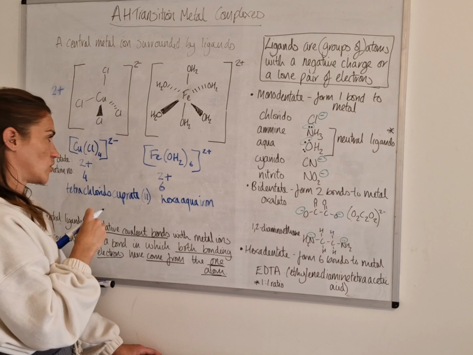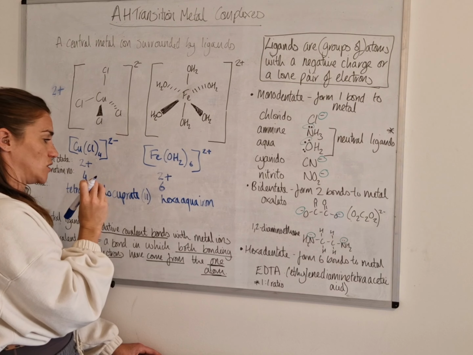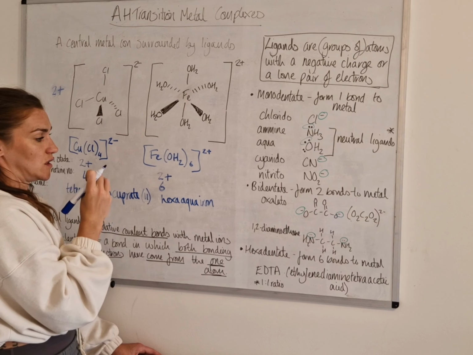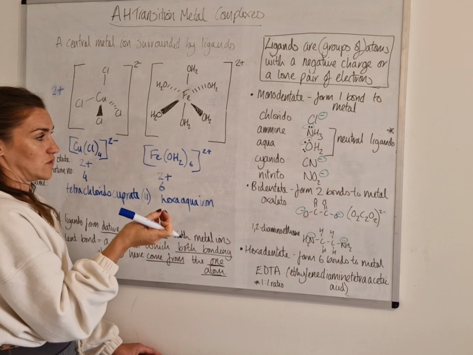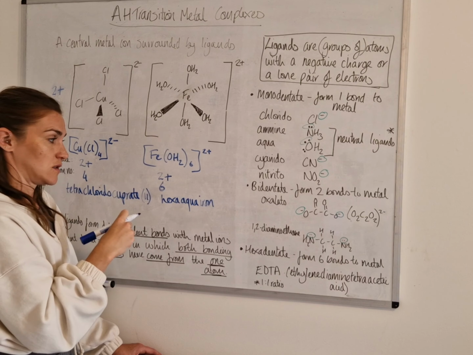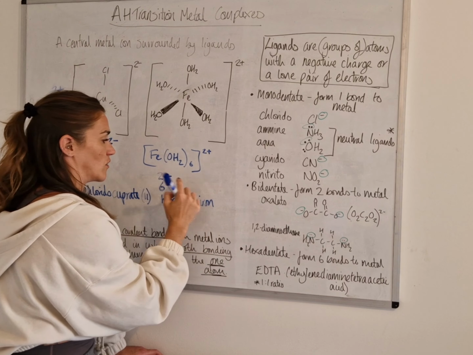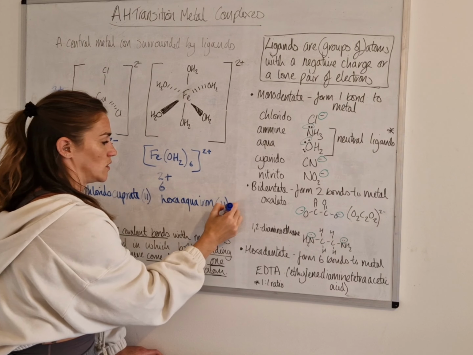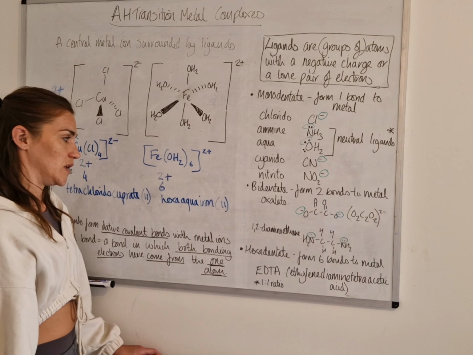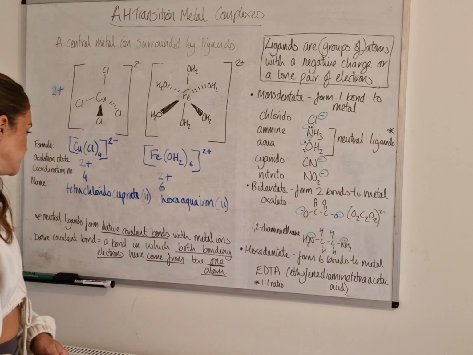So just remember that for copper, if it's a negative complex, it would be cuprate, and if it's iron, a negative complex, it's ferrate. So hexaaqua, iron, and our oxidation number in Roman numerals, II. So that would be the name for that complex.